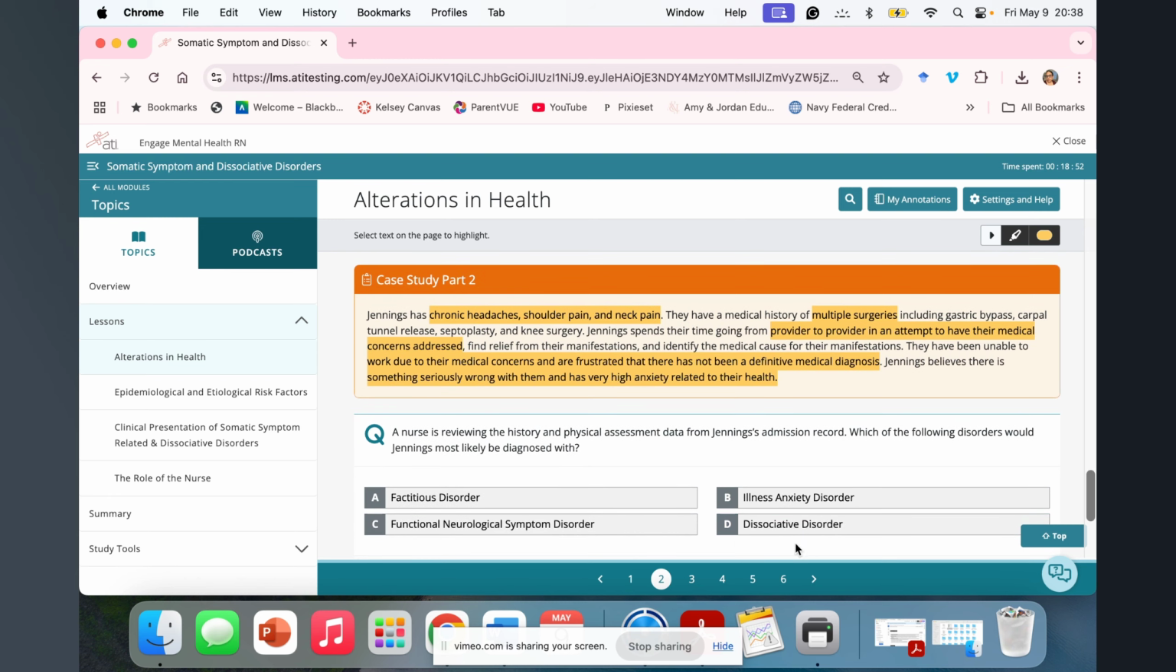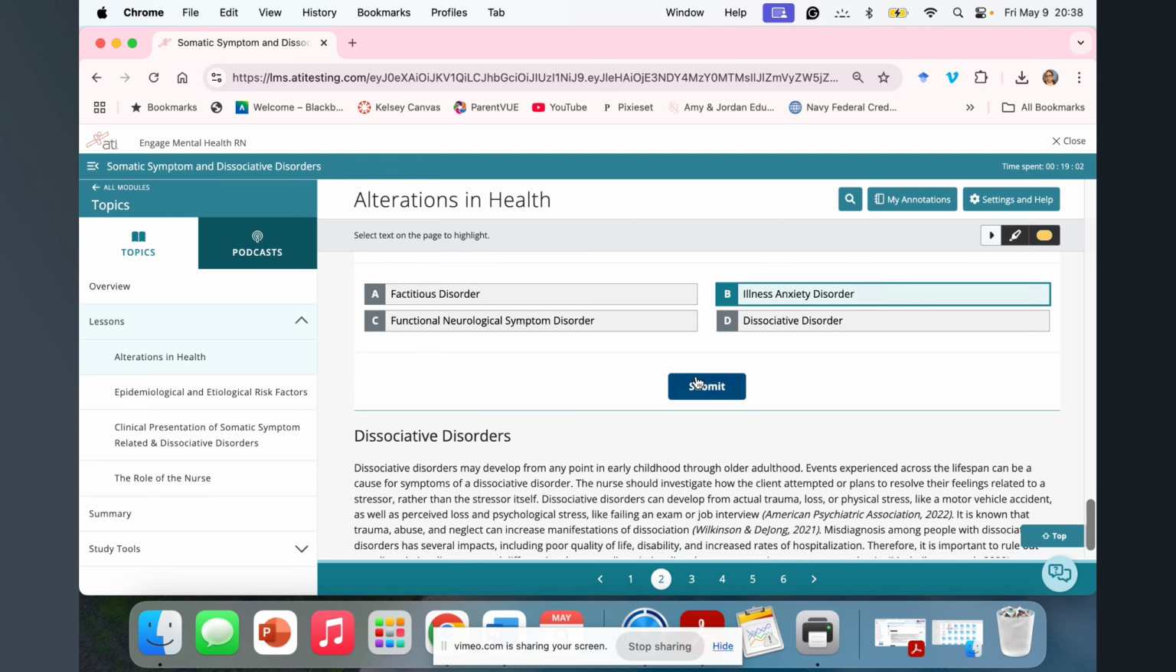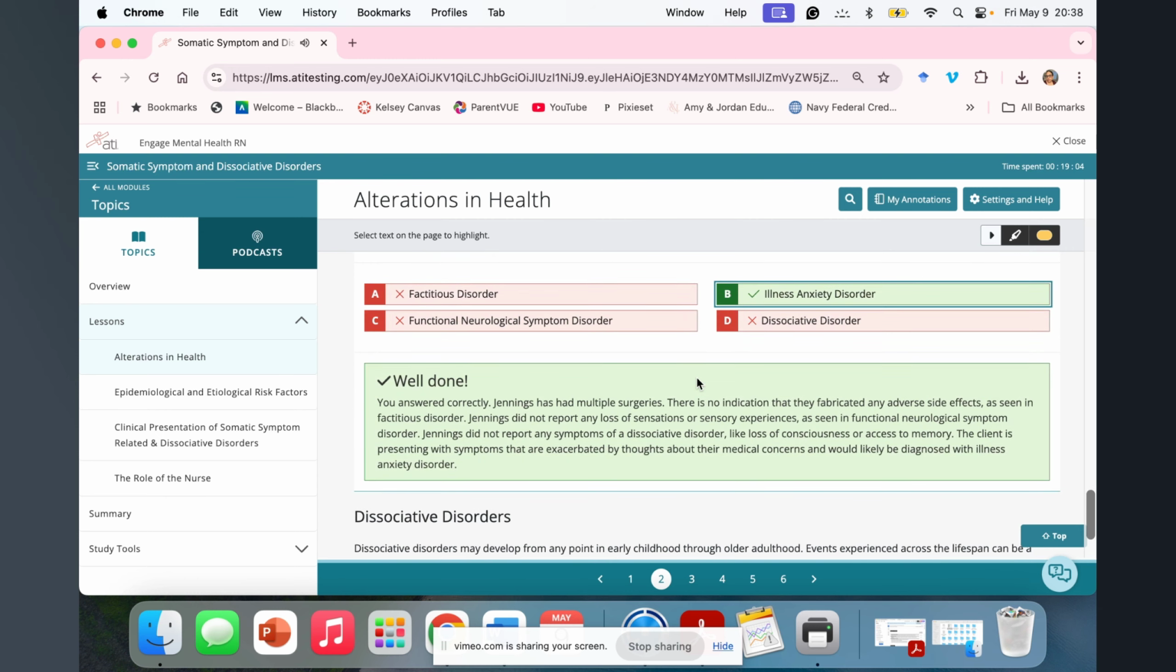And then dissociative disorder, this is that out-of-body experience, okay? So we kind of went through all of these, and I think it's illness anxiety disorder. Let us see. Yay! And you can go ahead and read this part on your own.